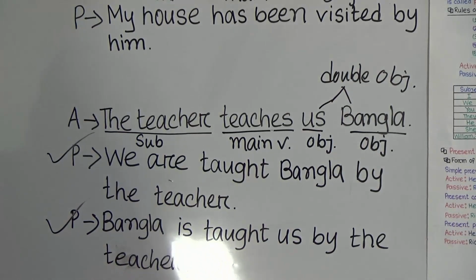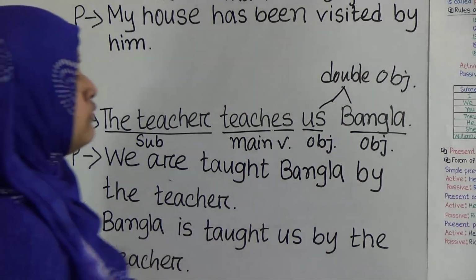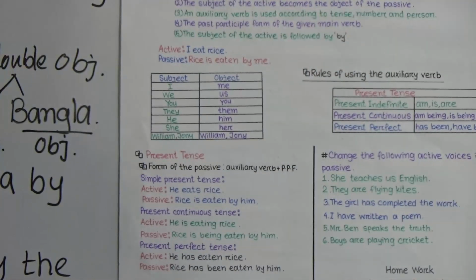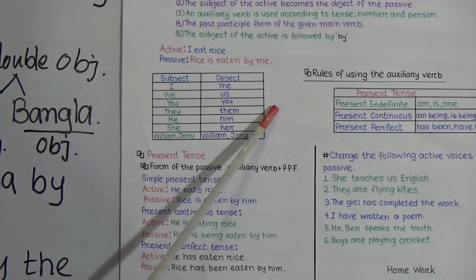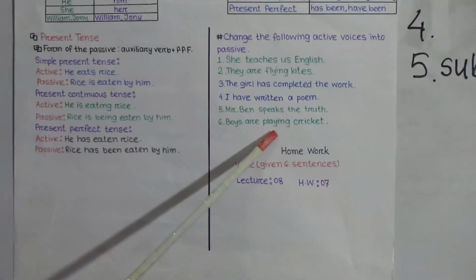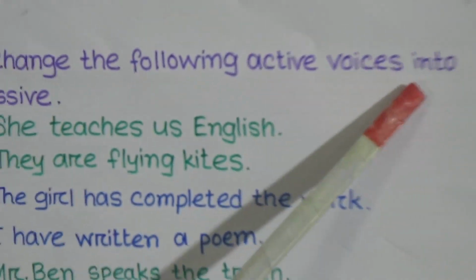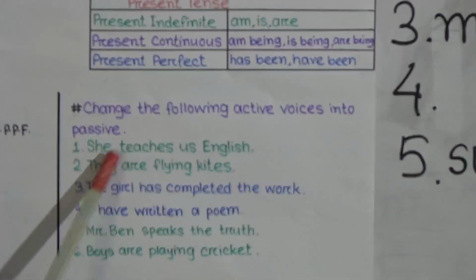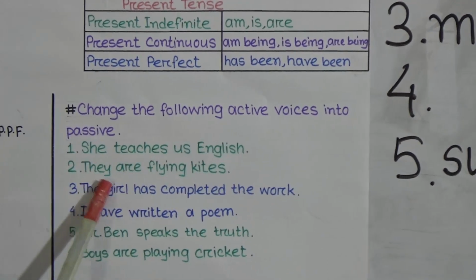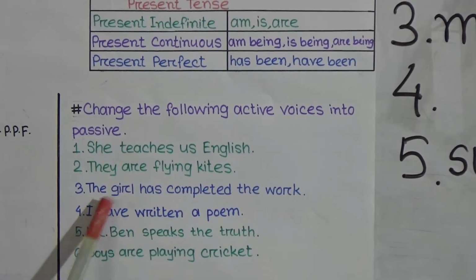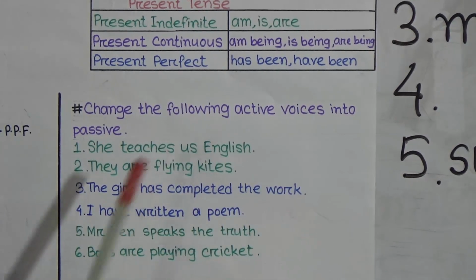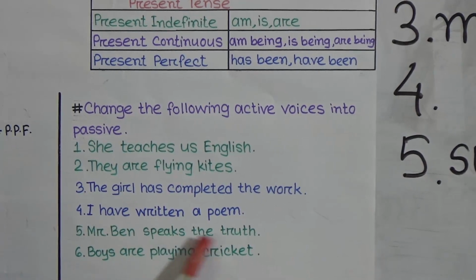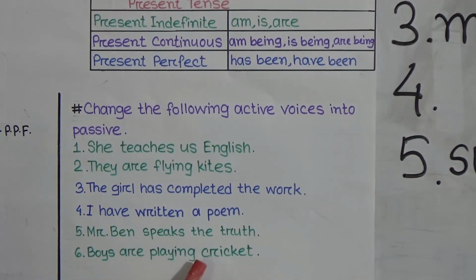So students, I'm requesting you to keep memorizing these charts at home. If you memorize this, it will be helpful for you. Now look, I have given here some sentences. Change the following active voices into passive. First one, she teaches us English. Second one, they are flying kites. Number 3, the girl has completed the work. Number 4, I have written a poem. Number 5, Mr. Ben speaks the truth. Number 6, boys are playing cricket.